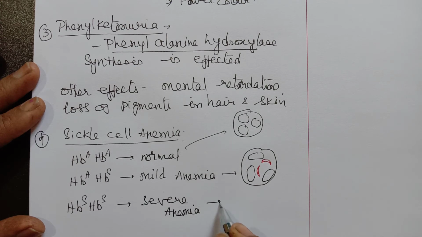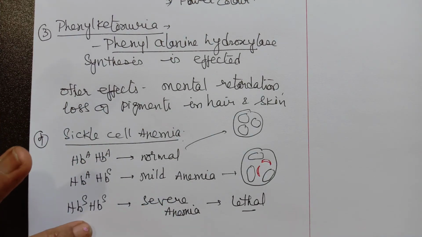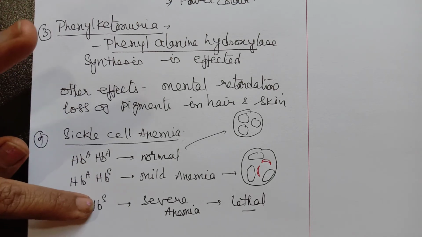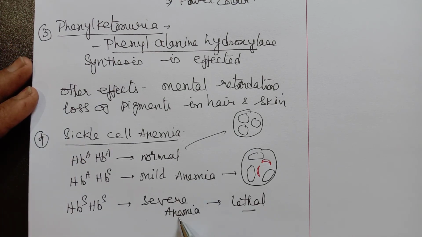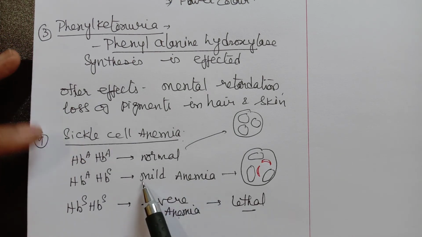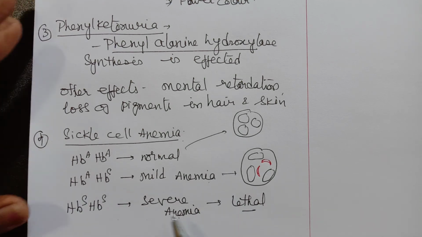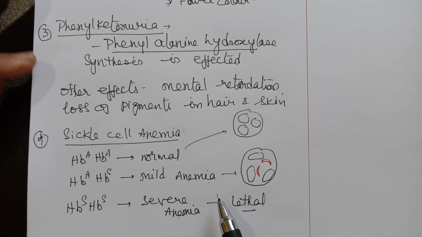Severe anemia, and this severe anemia can even be lethal. So this is an example of a lethal gene, and it is an example of codominance. Here we consider it as pleiotropic because even though this gene is present, it is showing different phenotypes. In the heterozygous condition, it shows mild anemia, and in the completely homozygous condition, it shows severe anemia.